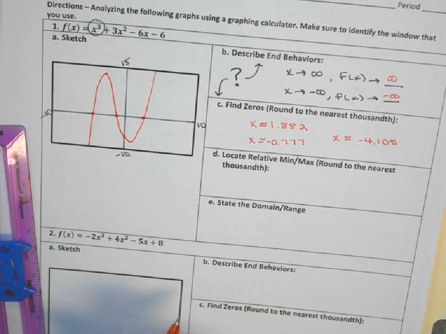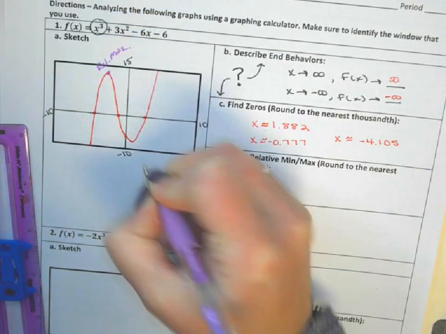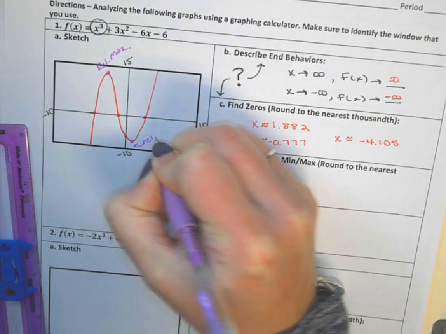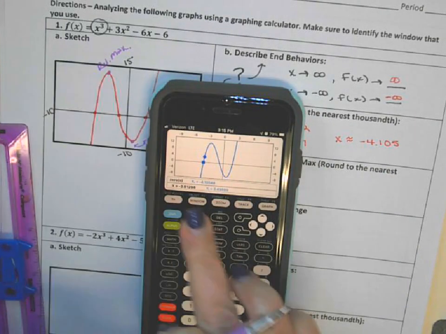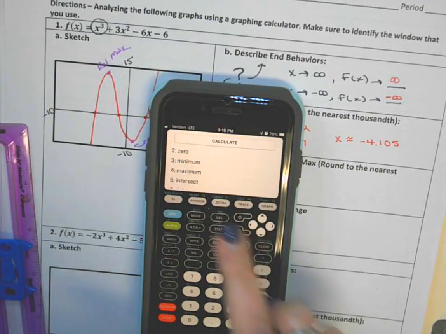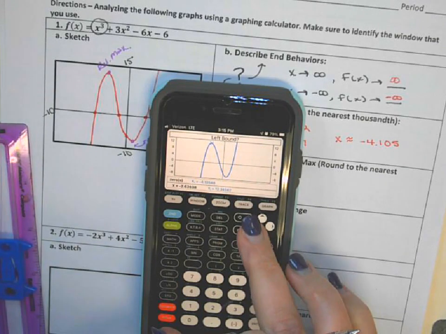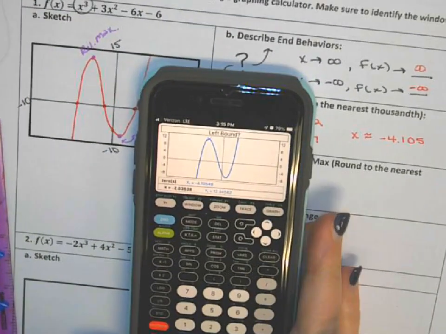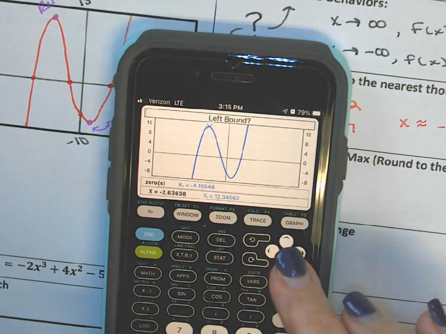Relative maxes and mins are going to be found the exact same way. So I can see that I'm going to have a relative max here and a relative min here. So what I'm going to do is use my graphing calculator to estimate those. So for the maximum, I'm going to hit second, calculate. 4 is for a maximum. And right about there, you can see that x on my graph, I have that cursor there because that's about where the maximum is.